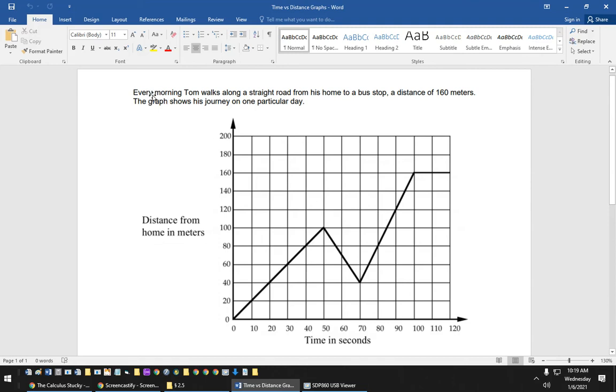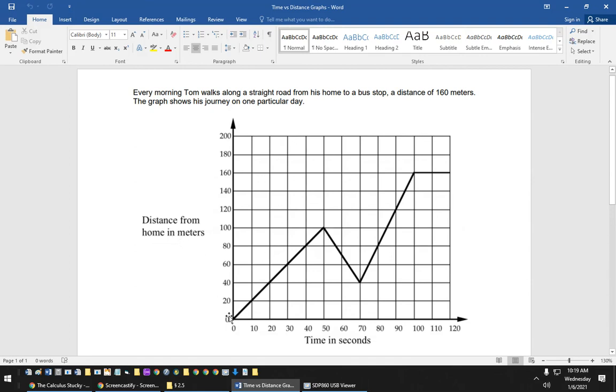So let's read a little bit more here. Every morning, Tom walks along a straight road from his home to a bus stop, a distance of 160 meters. The graph shows his journey on one particular day. So this is the time, all right, that makes sense. This represents how far he is away from home. So as this goes up, it's not him climbing a hill, it's him going away from home.